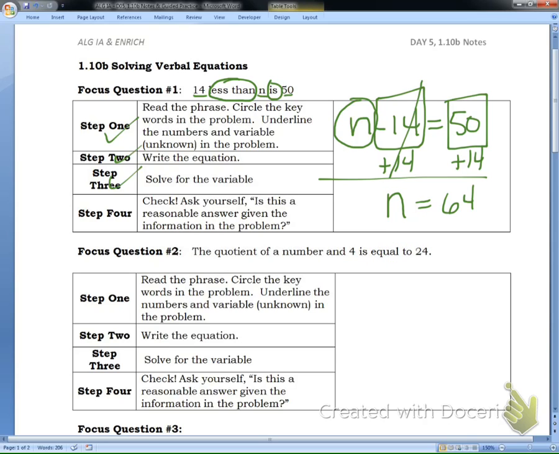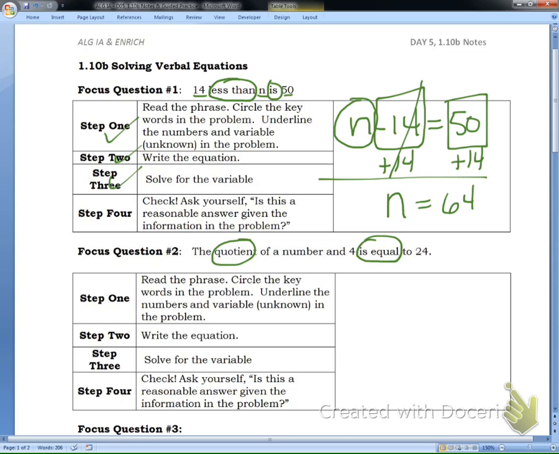Like before, let's read the problem. The quotient of a number and 4 is equal to 20. So identify the key words. Let's put circles around them. You should circle the word "quotient" and "is equal to." So which operation is quotient? You say division. If you did, you're good. And equals, of course, is the equal sign.